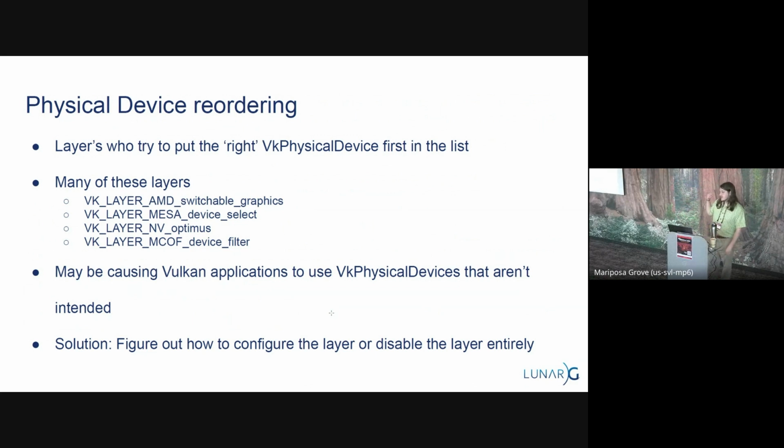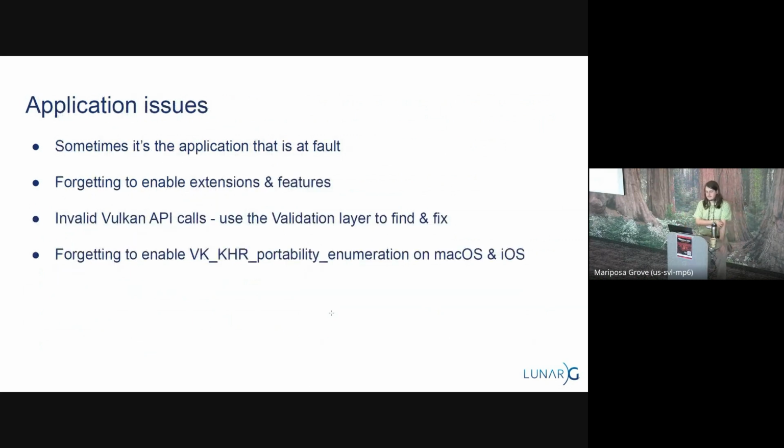And so if you're seeing issues with physical device reordering, it's just going to depend on which layer is causing the issues. Maybe there's 2 of them at the same time and they're fighting each other. Maybe you just need to disable all layers just to see if it fixes it. It's really too many to count.